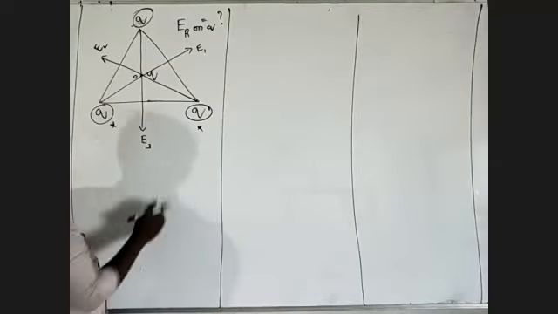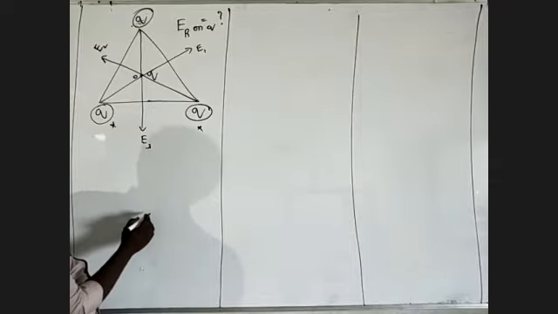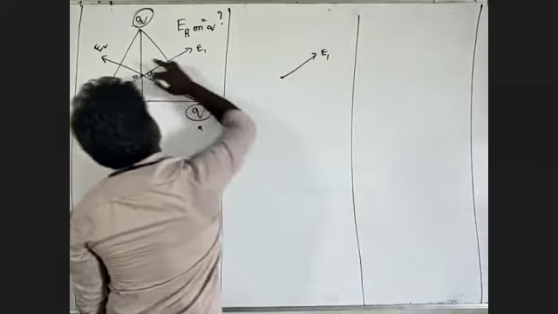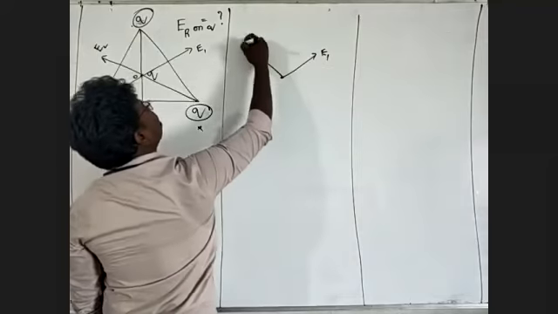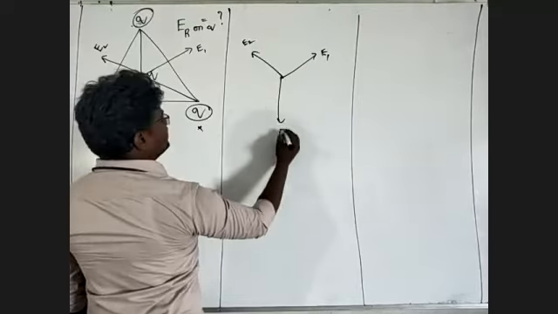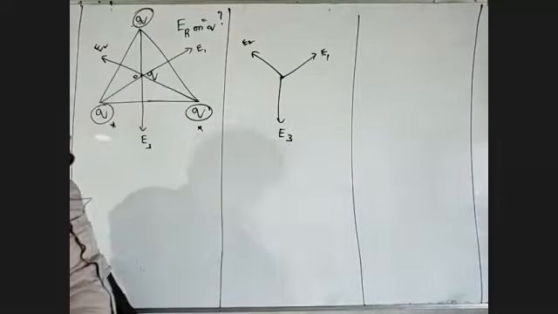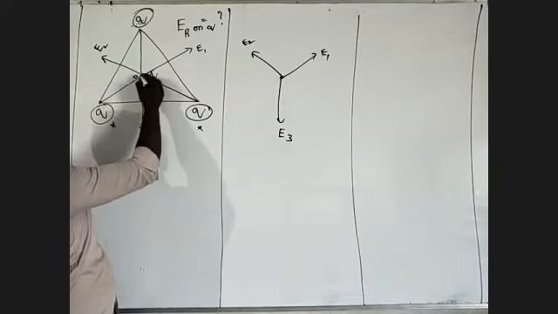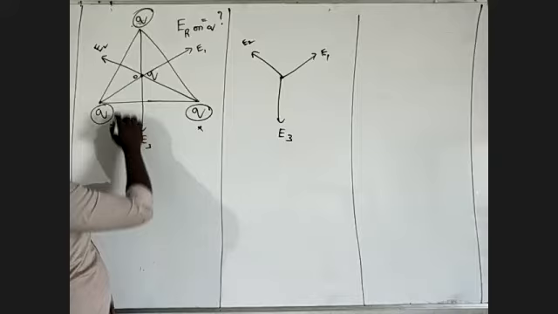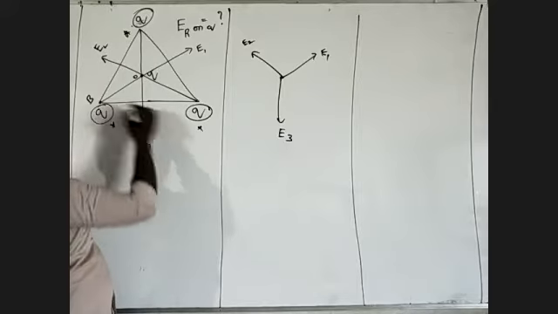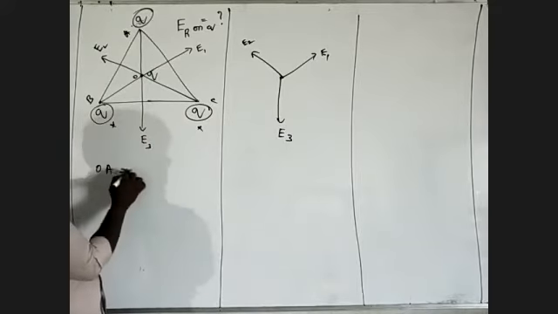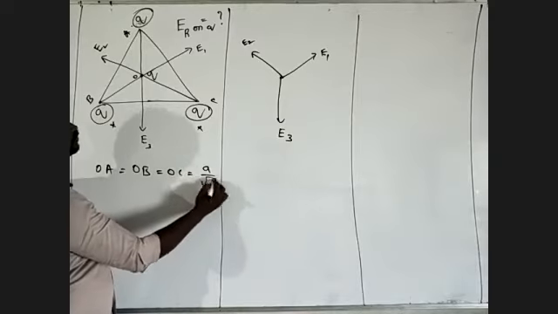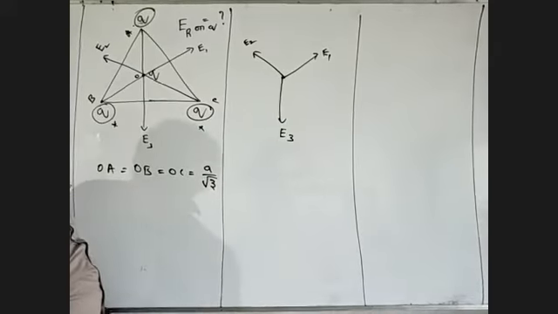This is our origin point. Now I'm drawing a very simple diagram. Now you will see this center point. This is E1. This is E2. This is E3. Now we will see this is one charge. This is the center. Distance between A, B, C: OA distance is equal to OB distance is equal to OC distance, A by root 3.